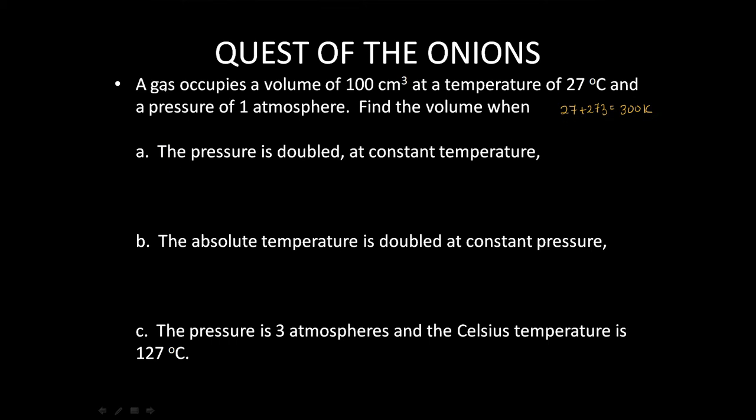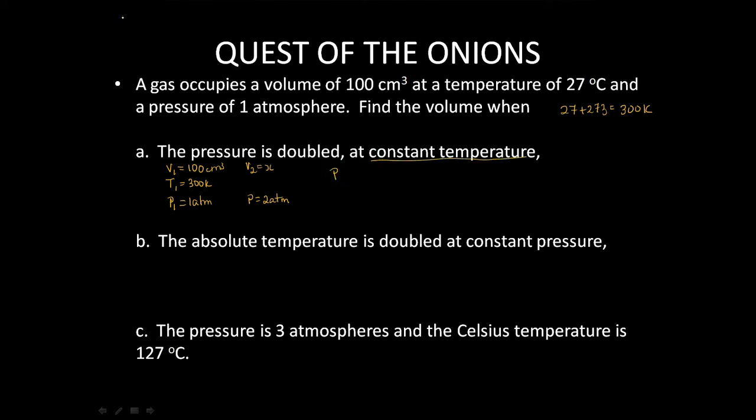So the pressure is doubled. So a gas occupies a volume of 100 centimeters cubed at a temperature of 300 kelvins and a pressure of 1 atmosphere. Find the volume when the pressure is doubled at constant temperature. So we're going to ignore temperature then. This is constant temperature. So we're going to just look at PV.